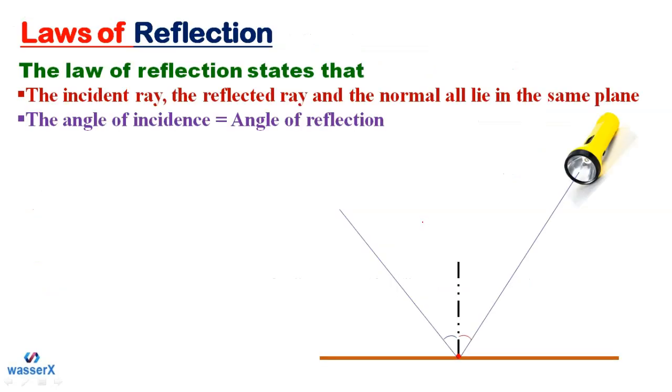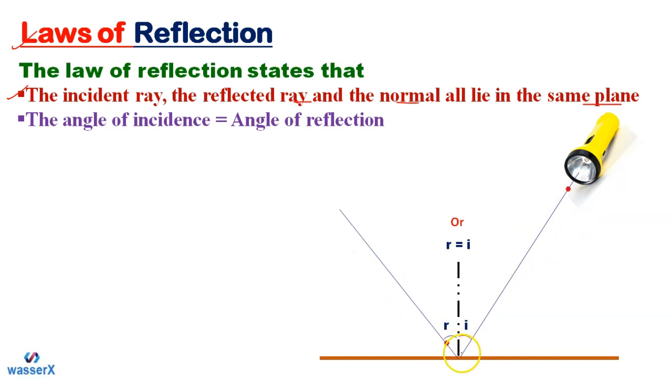Now students, we should know the laws of reflection, which we already studied in the last class, but it is still required, so I am going to discuss it in a short while. As you can see, the laws of reflection state, as you all know, that the incident ray, the reflected ray and the normal all lie in the same plane. You can see here the incident ray, as when I turn on the torch, this is what we call the incident ray, and this is the reflected ray.